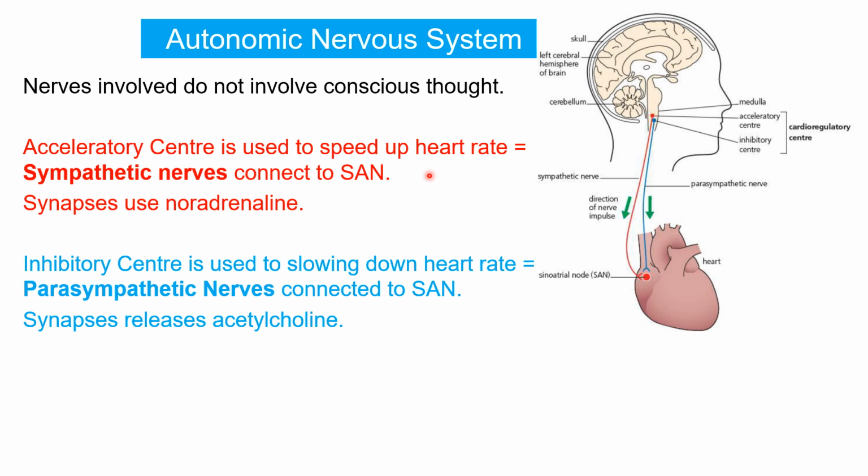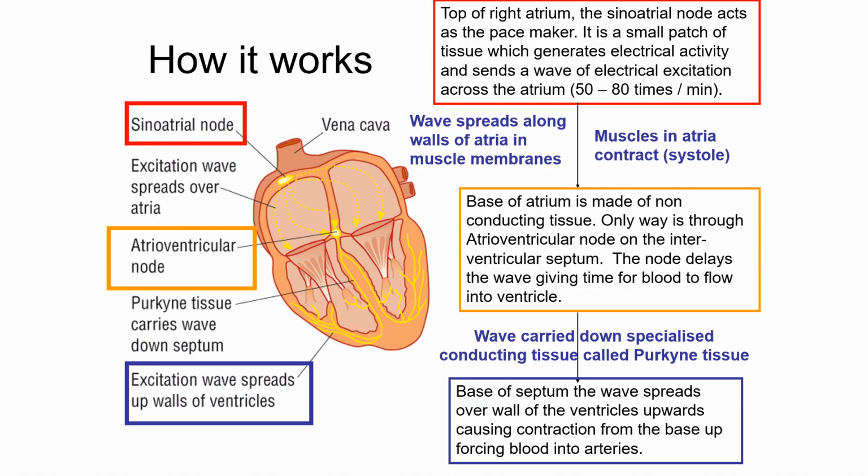If you want to slow down the heart rate, the inhibitory center slows it down, sending messages via the parasympathetic nervous system to the sinoatrial node, which releases acetylcholine using cholinergic synapses.